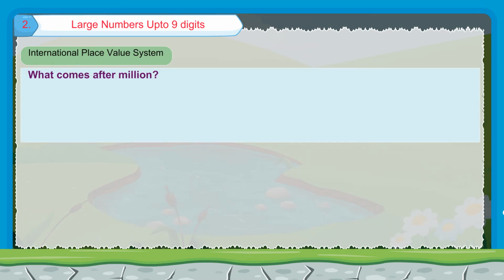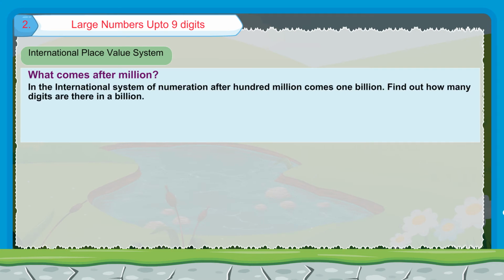What comes after million? In the international system of numeration, after 100 million comes 1 billion. Find out how many digits are there in a billion.